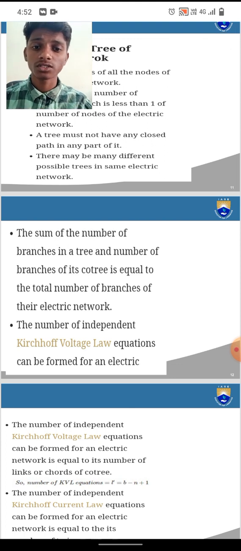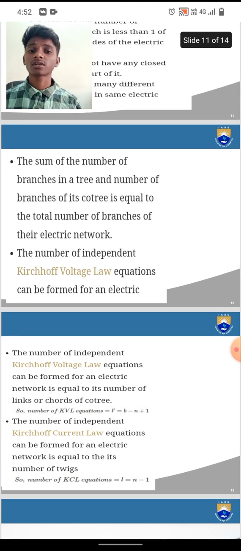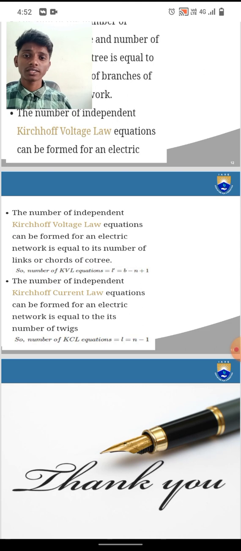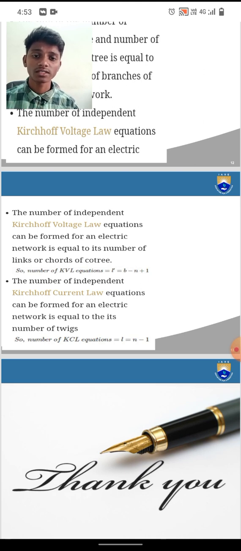The number of independent Kirchhoff voltage law equations that can be formed for an electric network is equal to its number of links, or the co-tree. So the number of KVL equations L dash is equal to B minus N plus 1. This is the KVL equation. The other point is that the number of independent Kirchhoff current law equations that can be formed for an electric network is equal to its number of twigs. So the number of KCL equations is L equal to N minus 1.